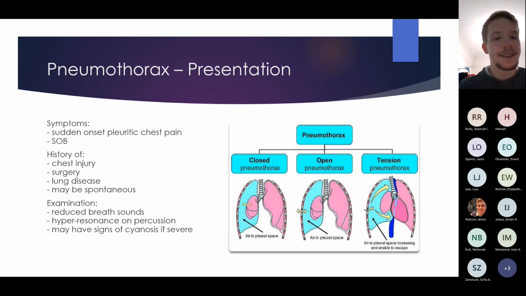And yeah, on examination, normally on the side of the pneumothorax, there'll be reduced breath sounds. There'll be hyperresonance on percussion because you've got an increase in the air that's within that pleural cavity. And if it's a more serious pneumothorax, such as a tension pneumothorax, they may have signs of cyanosis. They may have pallor on the peripheries and signs of shock.